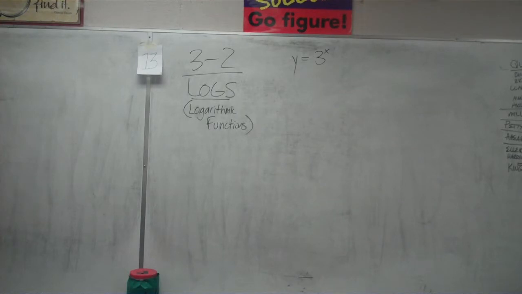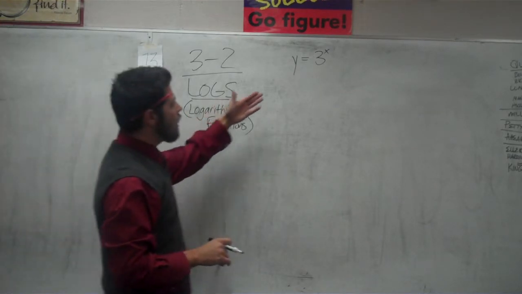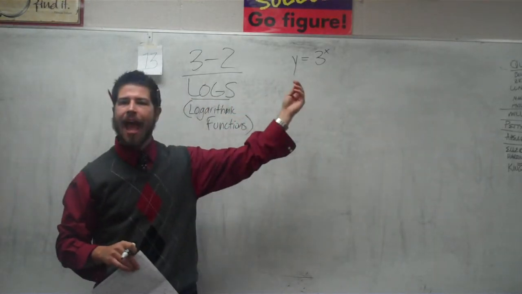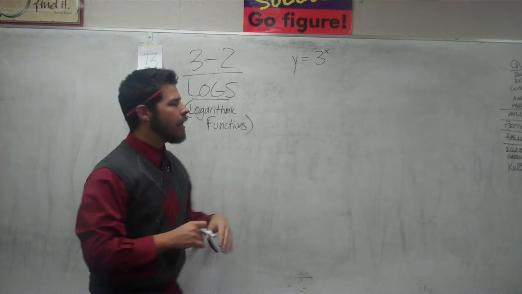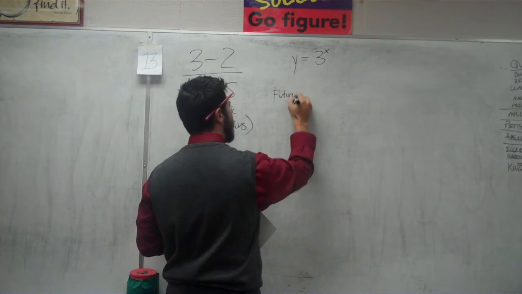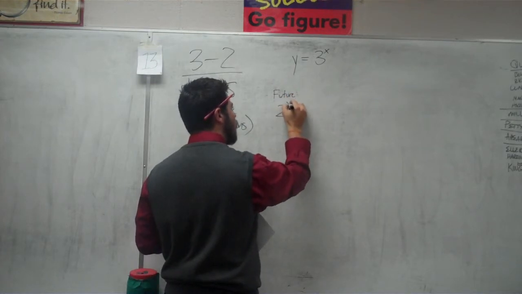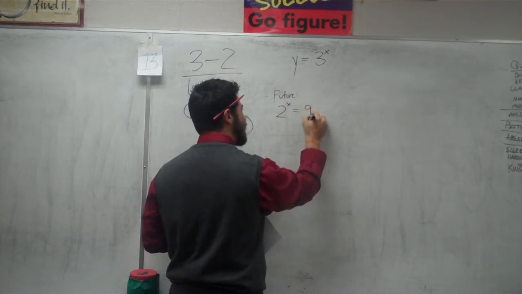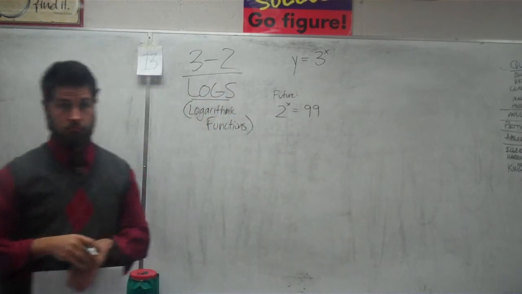Because what we're going to start getting into is this. How do you find out what x would be? And we can kind of look into the future a little bit. An example problem might be this. 2 to the what power is equal to 99?